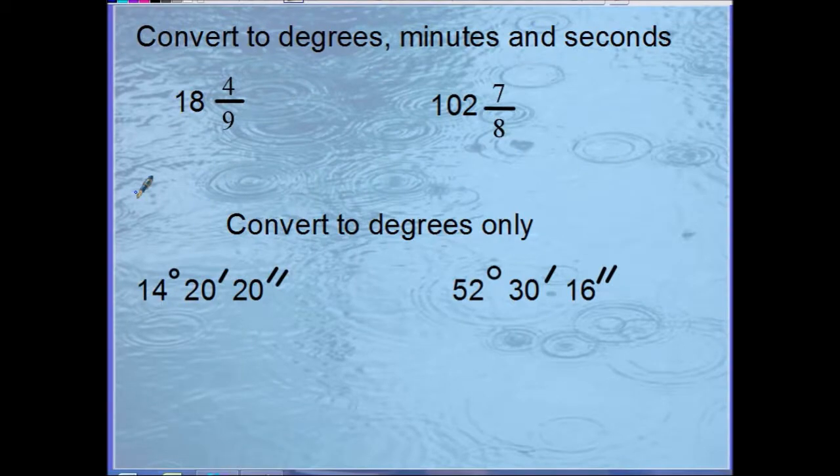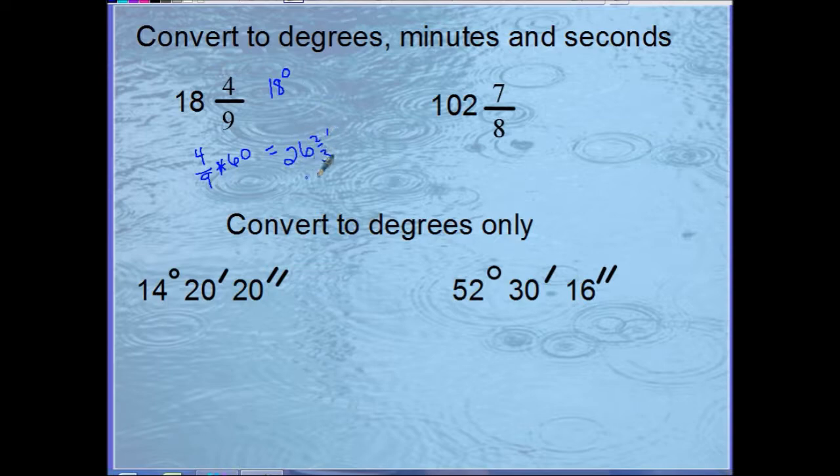So for our next example, we're going to convert to degrees, minutes, and seconds. So here we go. Just like our last example, that whole number is going to represent the total number of degrees. That fraction is going to be converted into our minutes and seconds. So we're going to take 4/9 and multiply that through by 60. And that ends up giving me 26 2/3 minutes.